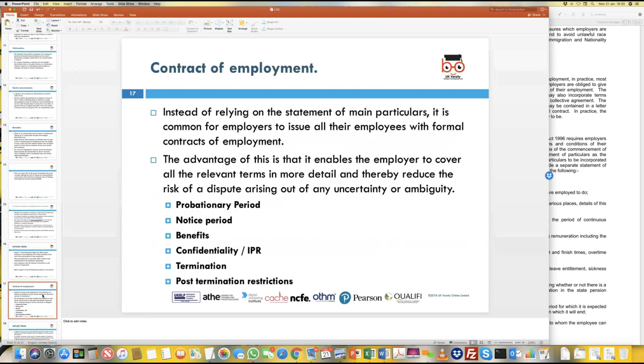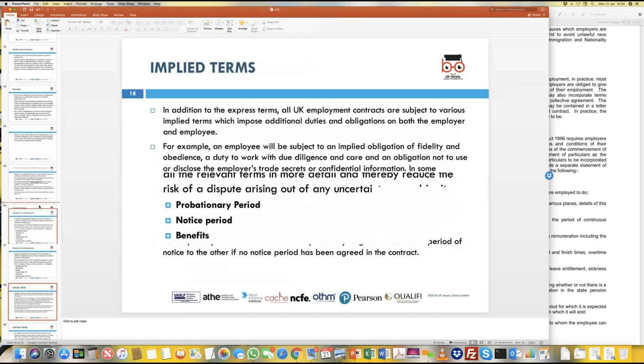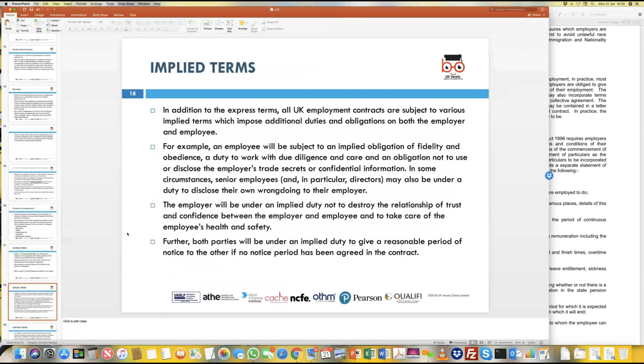Now, before I get into the contract type, I look at implied terms. Sometimes, as I mentioned, some additional terms and conditions in the contract are referred to as implied terms. In all UK employment contracts, implied terms mean that the employer has the ability to impose additional duties and obligations on the employee. I'll give you a simple example.